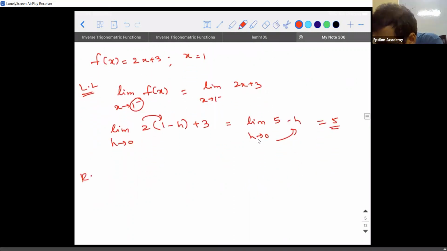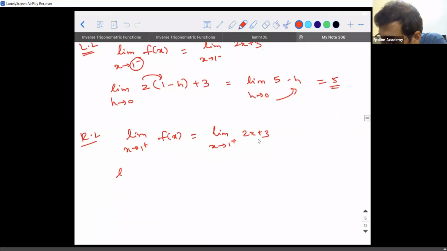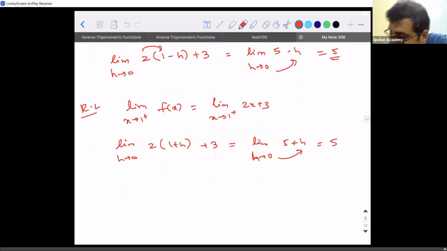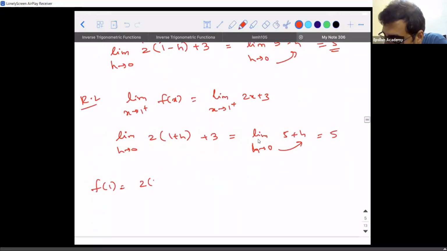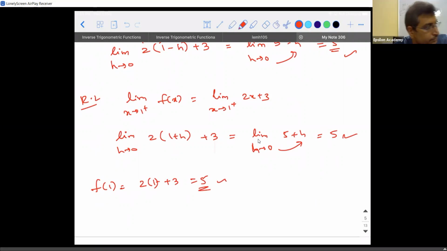Correct? Right limit, what will you get? Limit x tends to 1 plus f of x, so limit x tends to 1 plus 2x plus 3. Correct? Limit h tends to 0, 2 into 1 plus h plus 3. So solving this, limit h tends to 0, 5 plus h. So h tends to 0 is 5. So what is f of 1? 2 into 1 plus 3. That is also 5. So left limit is equal to right limit is equal to function value. Hence it is continuous. Correct?